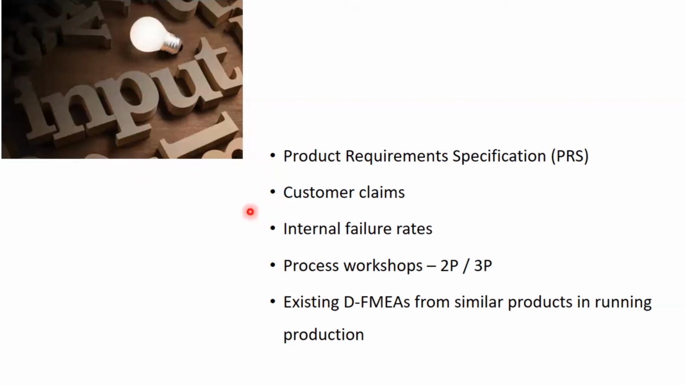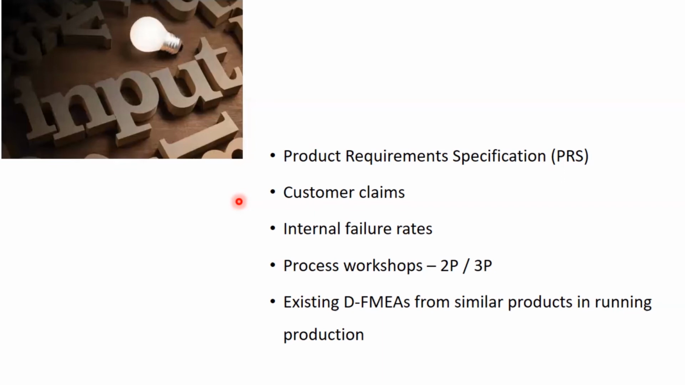The second input that we need in DFMEA is the customer claims. Now, having a history of failures or claims from the customer, quality claims from the customer, helps us to identify what are the pain areas of the customer. Now, identifying the pain areas of the customer is a good input to fine-tune your design and provide a much better quality output to the customer.